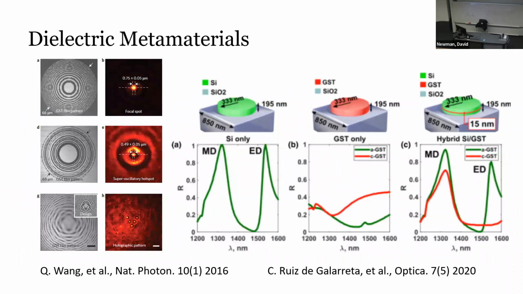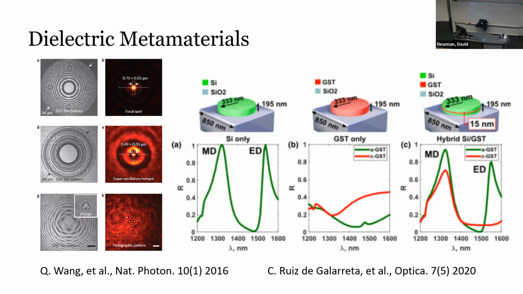So then exactly 10 years later, there was this paper by Nikolai Zheludev's group, where they used a film of GST and laser wrote these kind of Fresnel surfaces into GST, and showed that they could create different types of focusing depending on the structures they created. So they're actually using dielectric effects rather than plasmonic effects to control the phase of the light for each of these rings to create this focusing point.